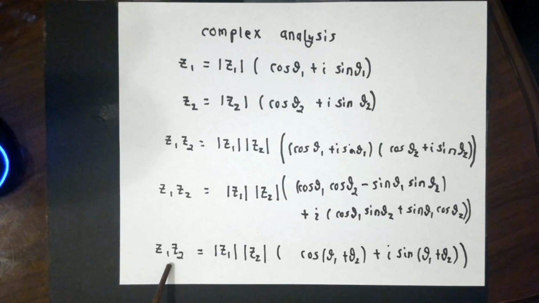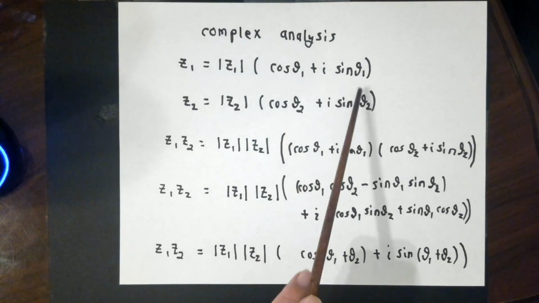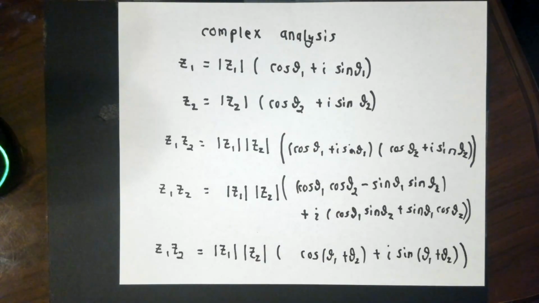The modulus of z1 z2 is the modulus of z1 times the modulus of z2 times the modulus of that, which is 1. The modulus of z1 z2 is the product of the two moduli separately. The theta quantity is often called the argument of the complex number. Looking at my result, the argument of z1 z2 is the sum of the arguments for z1 and z2 separately.